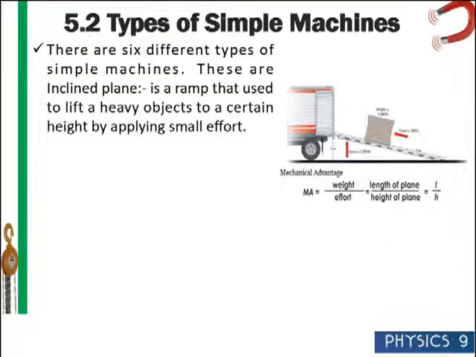So what is an inclined plane? Well, an inclined plane is a ramp that is used to lift a heavy object to a certain height by the application of a small effort.